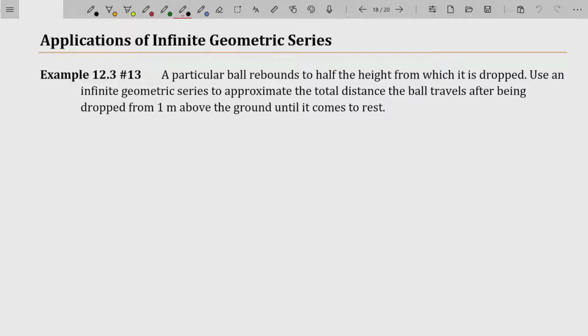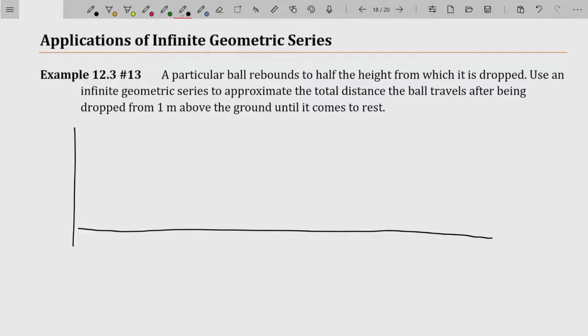So the very first one: a particular ball rebounds to half its height from which it is dropped. Use an infinite geometric series to approximate the total distance the ball travels after being dropped from 1 meter above the ground until it comes to rest. And we're assuming that it probably will never come to rest, to be honest with you.